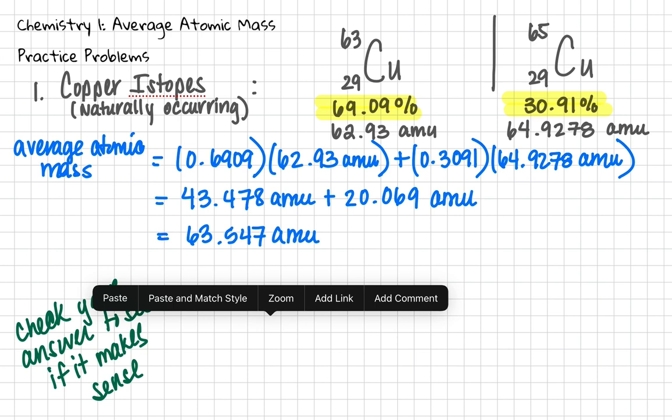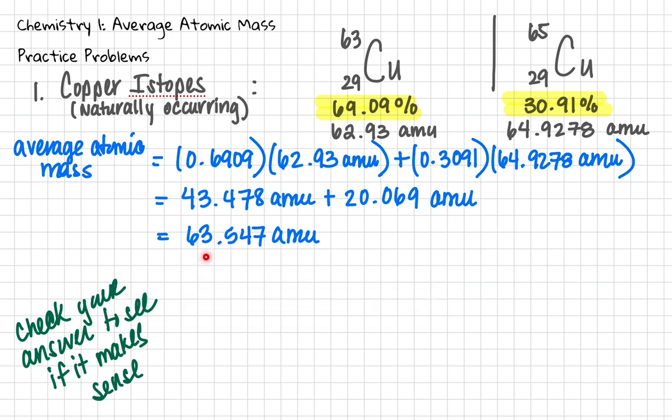Conceptually, the answer makes sense, and I'm going to go over it right now. So the answer is 63.54, and between the two, one's weight was 62.93 and one was almost 65, and the answer is 63 and some change. So it's between these two answers. That's one way that you can check your work.